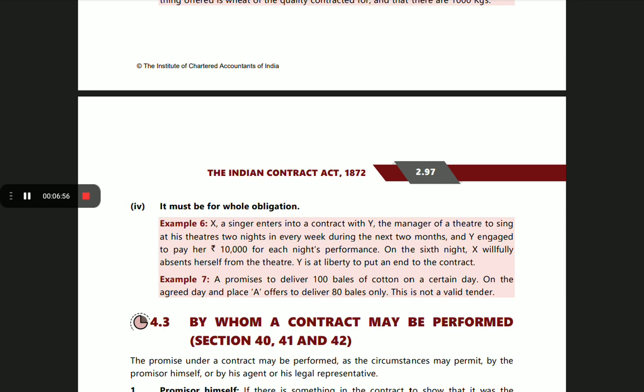Example: A promises to deliver 100 bales of cotton on a certain date on the agreed day and place. A offers to deliver 50 bales only. This is not a valid tender.